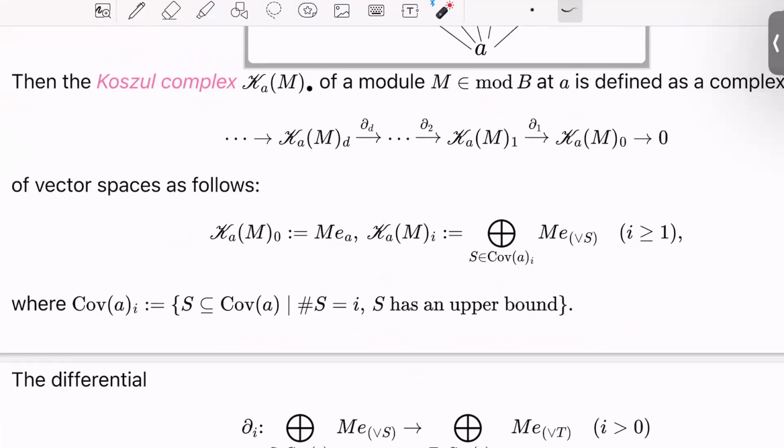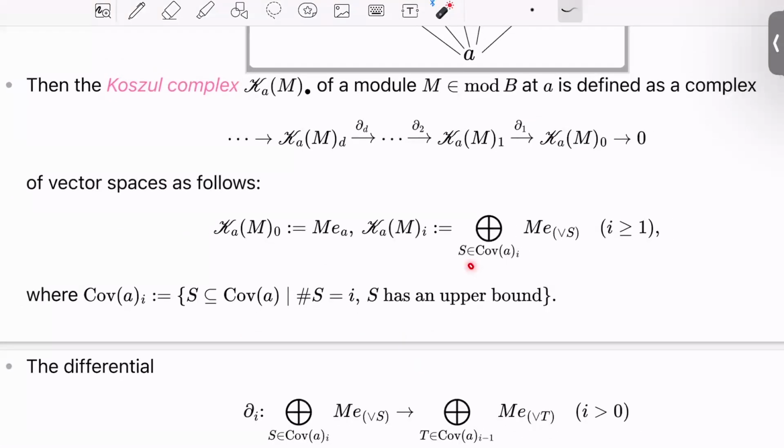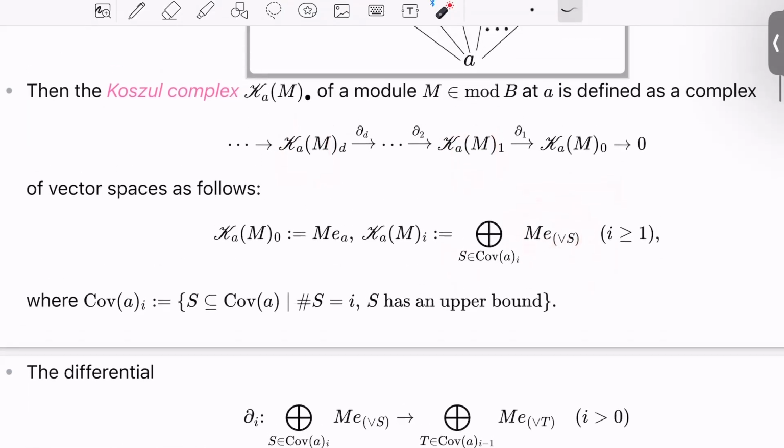For those S, by this assumption we have a join of S, and the join of S is an element of L, so some idempotent corresponds to it. And then we make this vector space, usually denoted as a representation of a quiver. So each term is defined in this way. They are direct sums of some M e_something, and this is a complex.